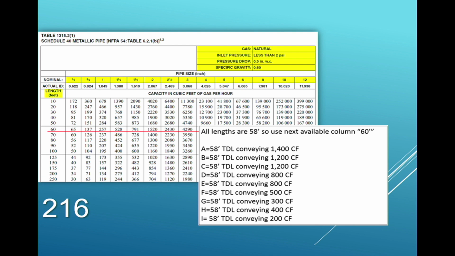Now, by the way, we almost made it. But remember, almost is not enough. 791 will not do 800, so we had to step up to the next one. Letter F and G. 58 feet at, just F, 58 feet at 500. So 58, looking for 500, that could be 1.25 inches. G like George, 58 feet at 300, still 1.25 inches. H like Henry, 58 feet at 400, still 1.25 inches. And then 58 feet at 200 for I, now we can step down to a 1-inch.